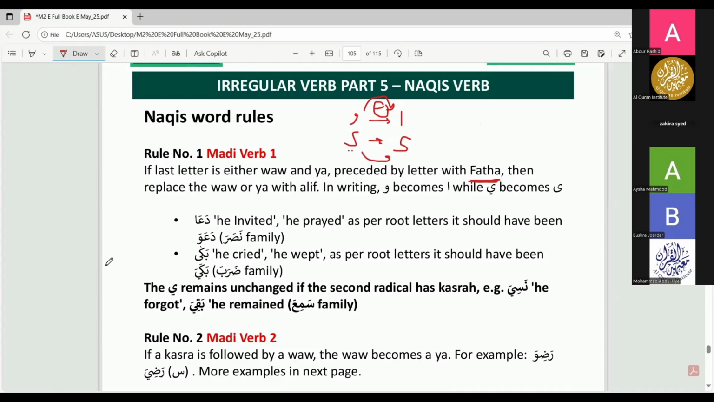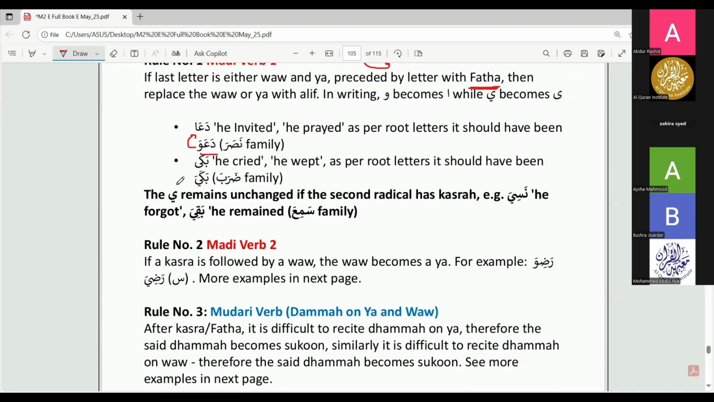In this example, da'awa. Here we have a fatha before waw. So this waw changes into an alif and becomes da'a. He invited or he prayed. Then baka ya. Again, we have a fatha before the ya. So this ya with dot becomes alif maksura. So it becomes baqa with a prolonged sound.